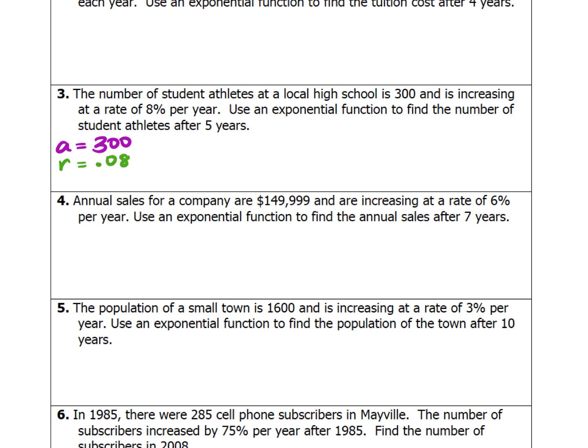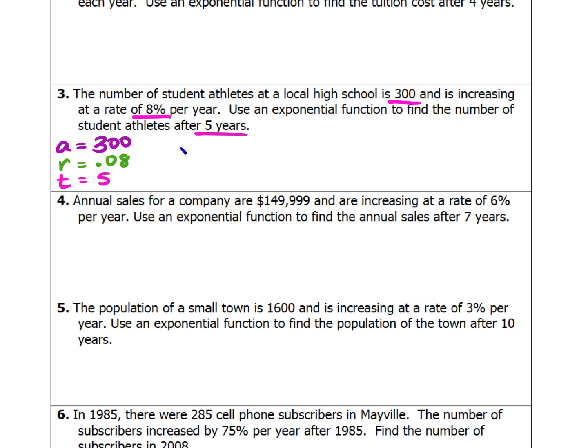0.08, yep. And then T is 5 years. So this number, that number, that number, okay? Just make sure you take your percent and don't call it 0.8, call it 0.08, okay? You need the 0 in there.